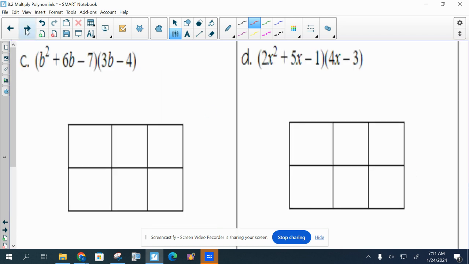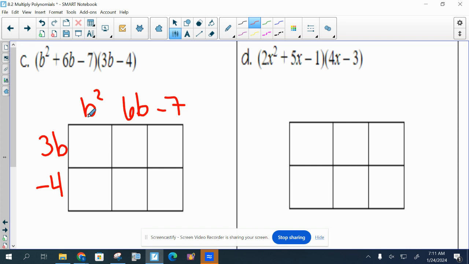Anytime you need to pause the video, feel free to make sure that you get all of these notes copied down, because I am going through this kind of quickly. So note that now we have 3 terms, which is a trinomial, so that means we need 3 columns. So you could put the b squared here, 6b here, and negative 7. 3b for the first row, negative 4 for the second row. And then we'll find our individual terms.